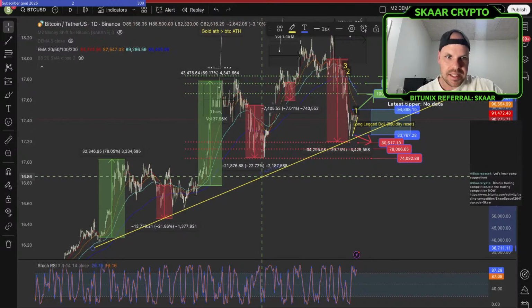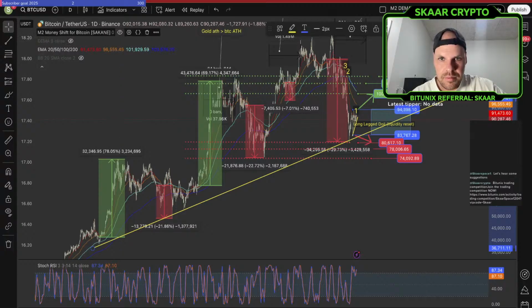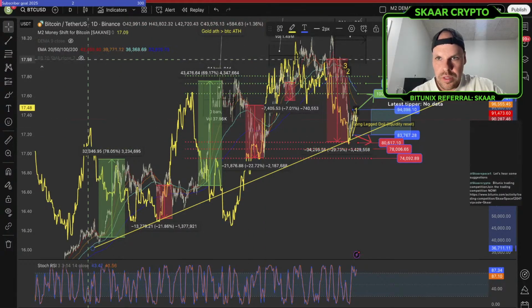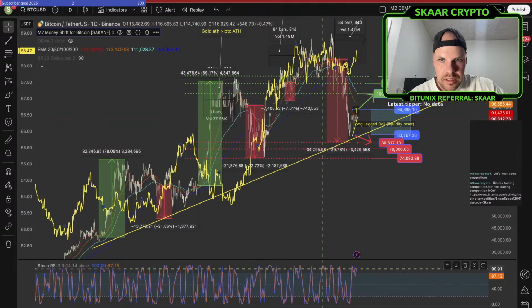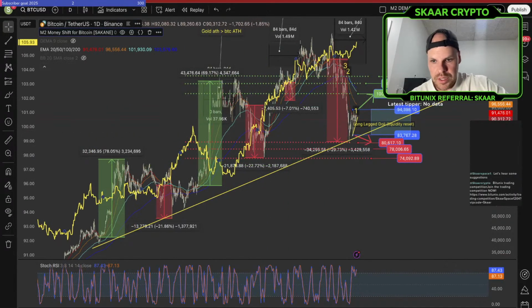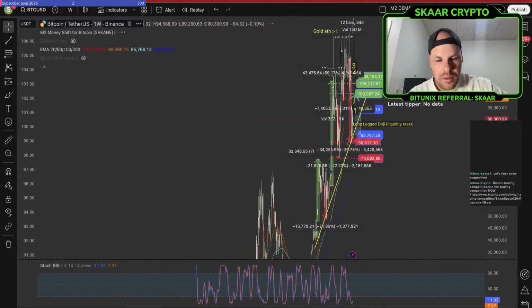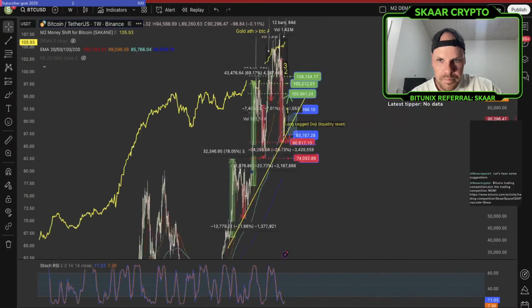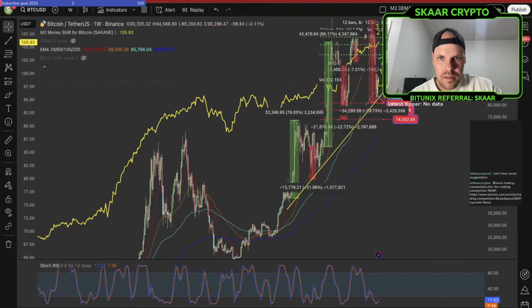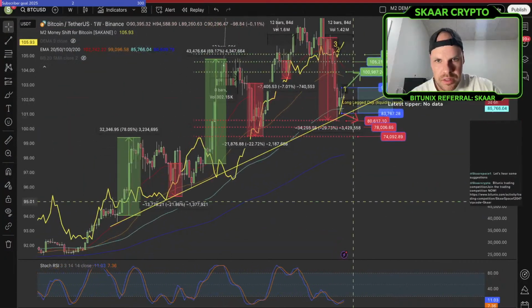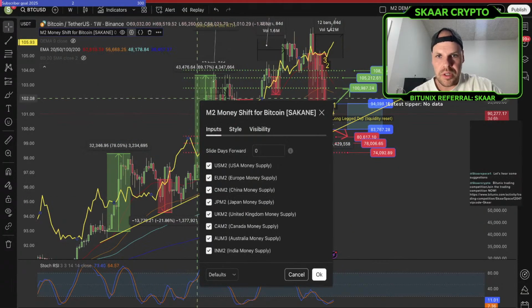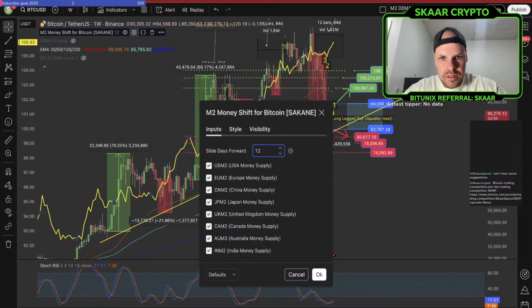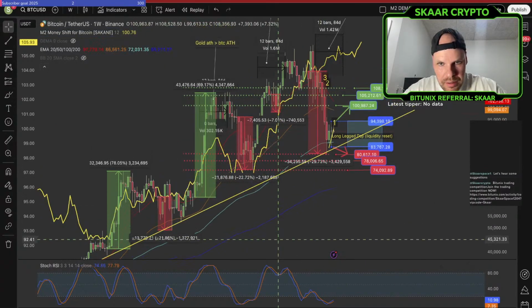People were expecting like 60K, 65K Bitcoin, but at that time we had M2. And even at that time we had these other economies kind of showing us. Let's take the weekly, it's much more accurate. We had these economies, like M2, showing us with a 12-week offset that we were bottoming out.